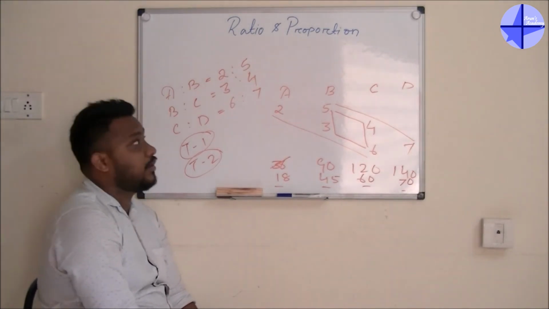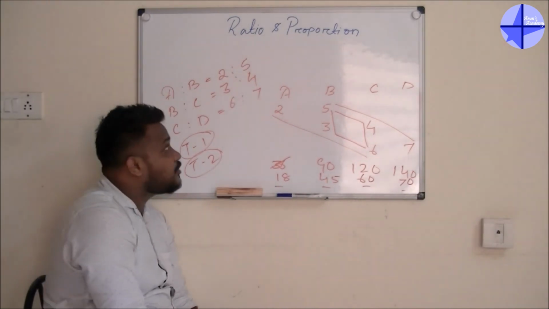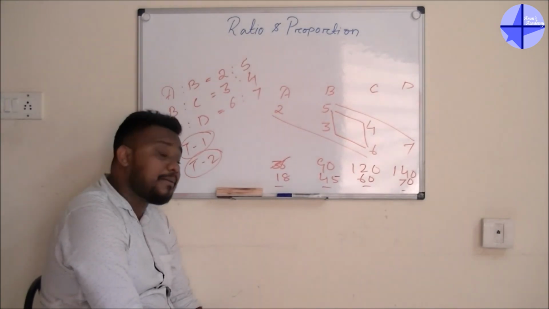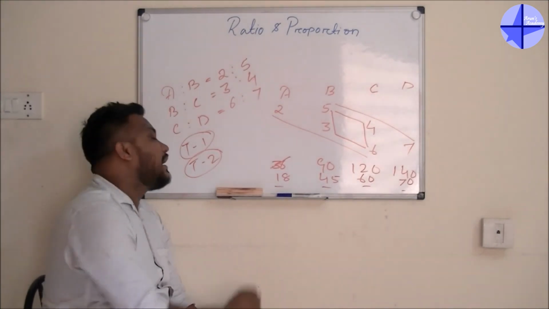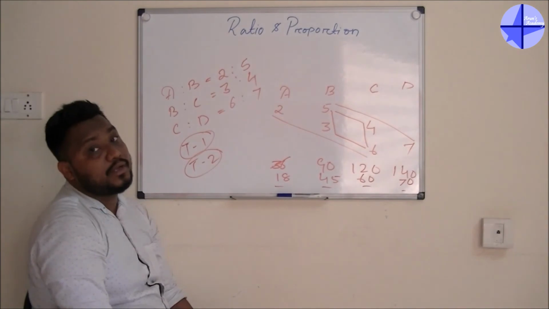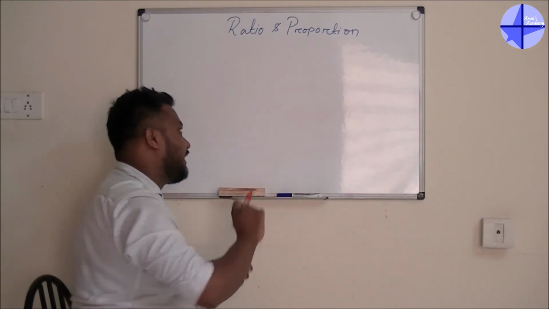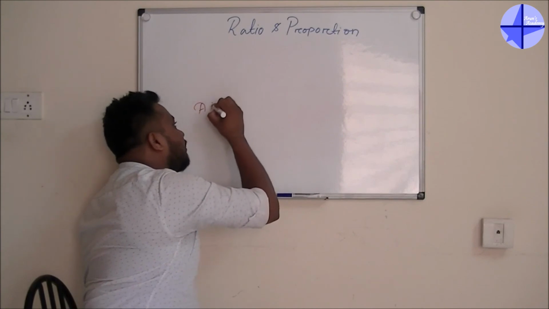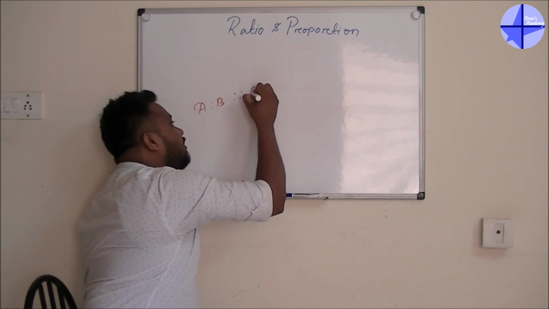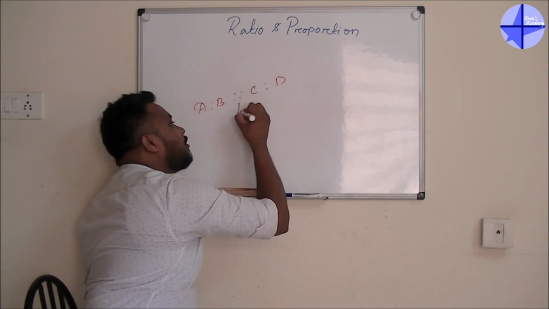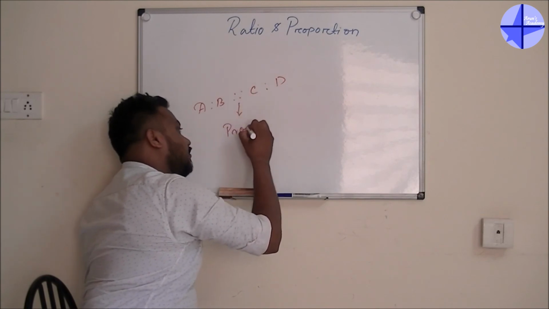Okay, now we'll go for the proportion. Proportion, I already told you people, you have to go for the cross multiplication and you will get the formula as A into D is equal to B into C. Sometimes they will ask you the question like A is to B is proportional to C is to D. Okay, this is the formal way to write the proportion.